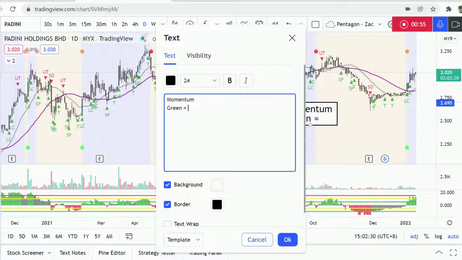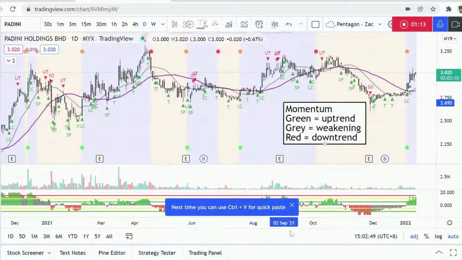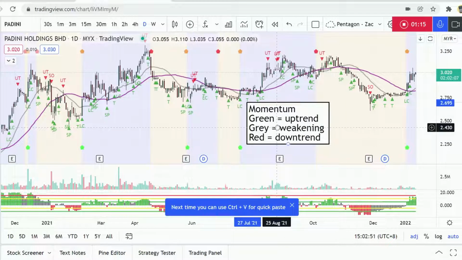Green represents an uptrend coming up. Gray is weakening in the trend, which can be from uptrend to downtrend, or probably sideways. Red is downtrend, which means the trend is really weakening, going below a certain support level.